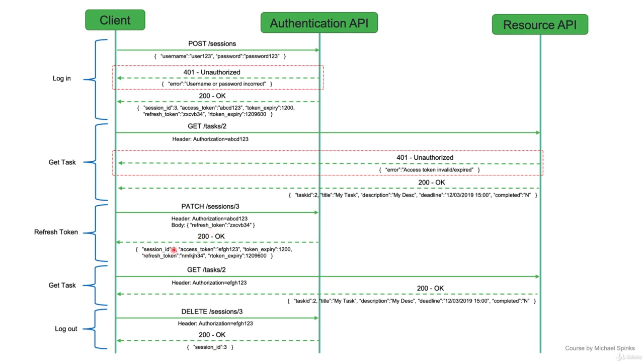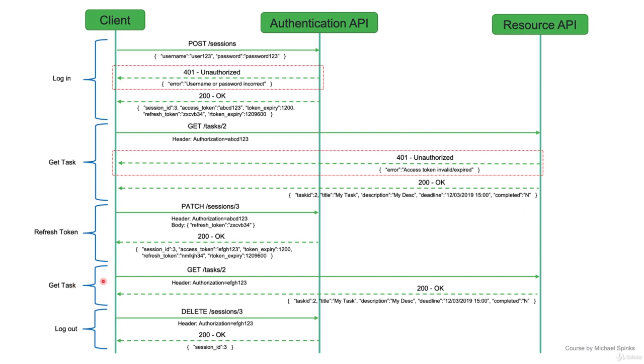Session ID 3, so it returns the session information again. It's still the same session, we're not creating a new session. However, we get a new access token, and a new token expiry time in seconds. But this time we also get a new refresh token, and a refresh token expiry. So now the client device will store this new access token and refresh token ready for the next set of requests to the resource API.